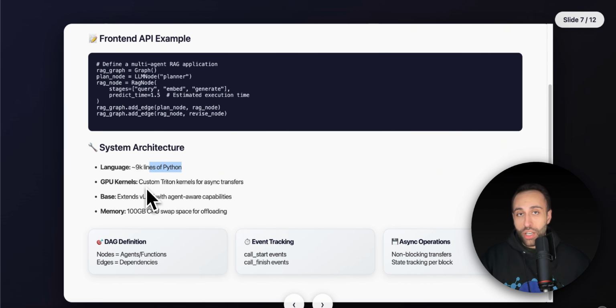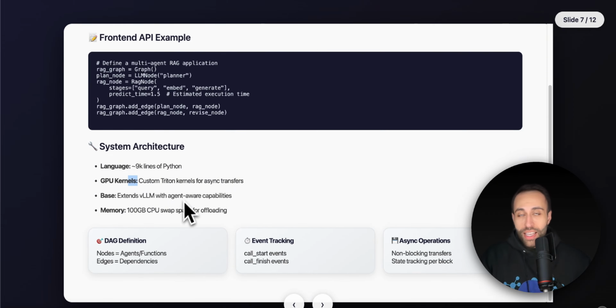They created a custom kernel on GPU for having that offload from GPU to CPU in an efficient way. And they extended vLLM KV caching for just making it agent aware.